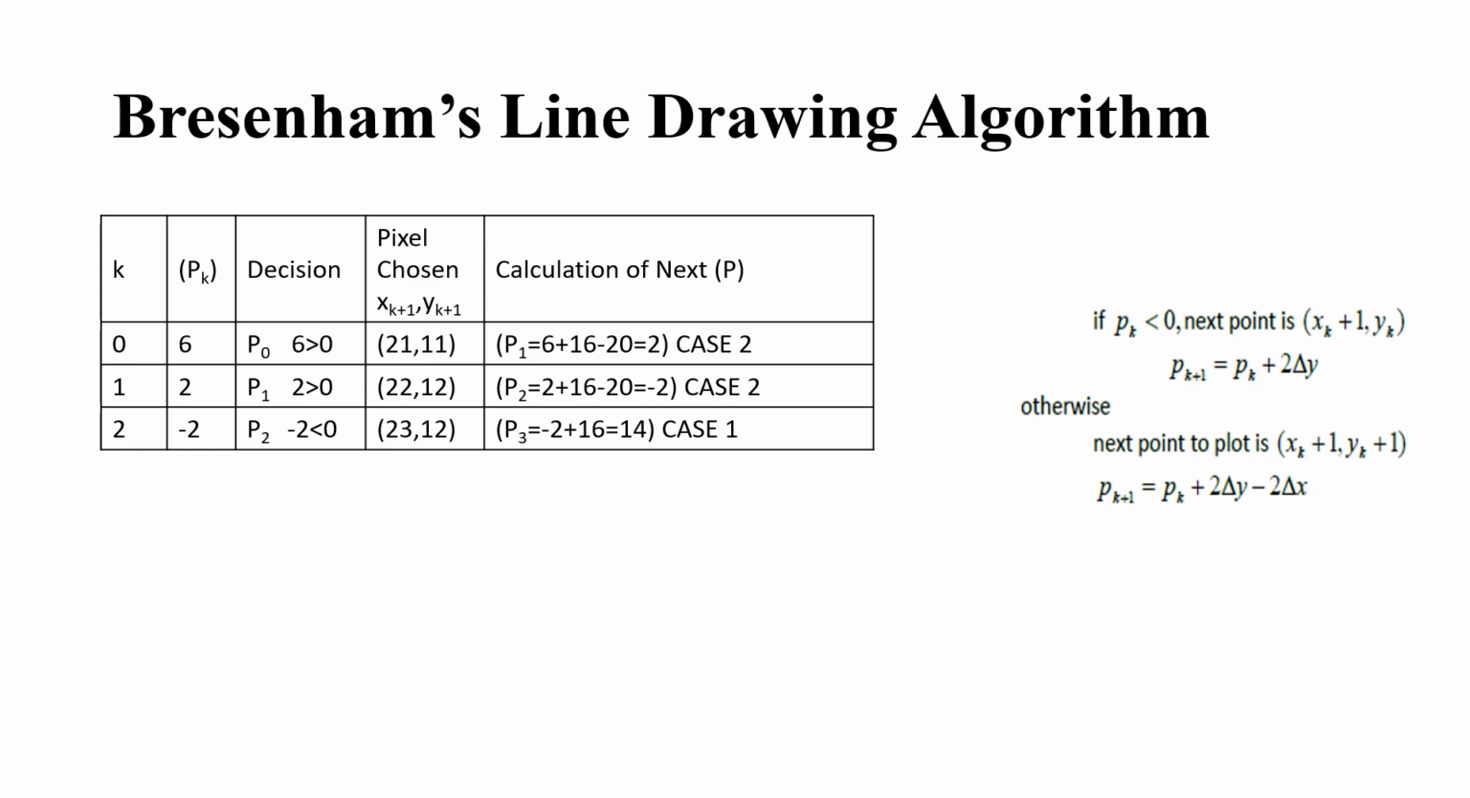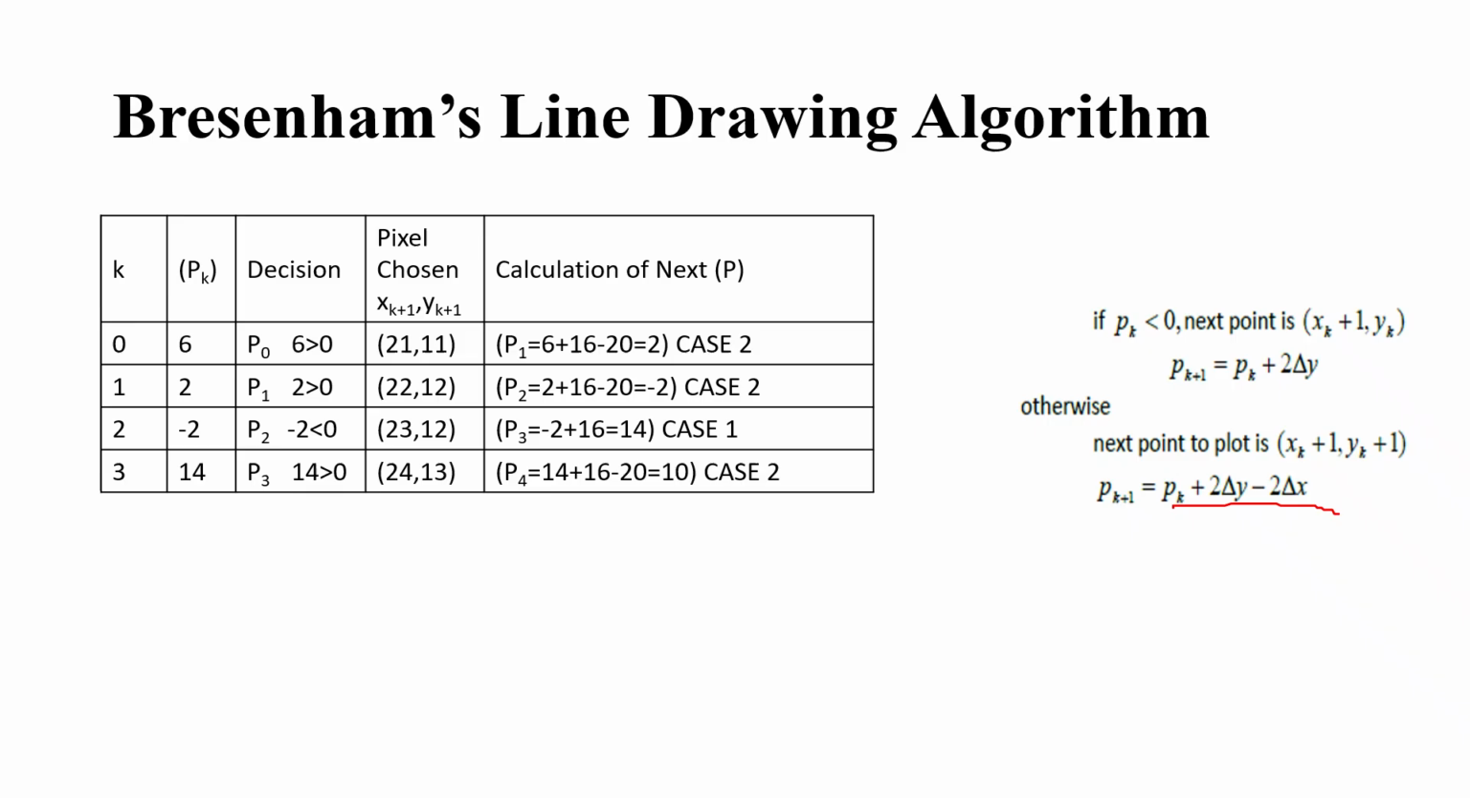There is a small correction. This falls under case 1 as it is minus 2, and this falls under case 2 since it is positive. Fine. And the new pk value is calculated by using this formula. Not this formula, because this pk is minus 2.